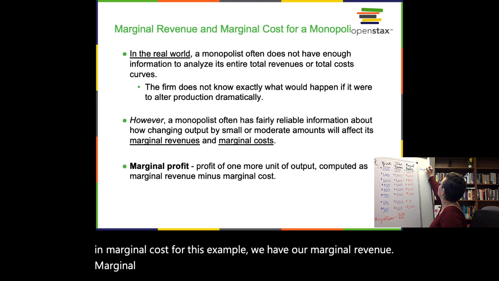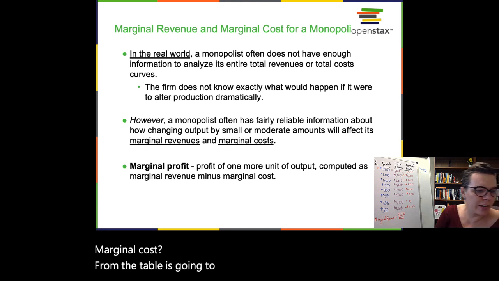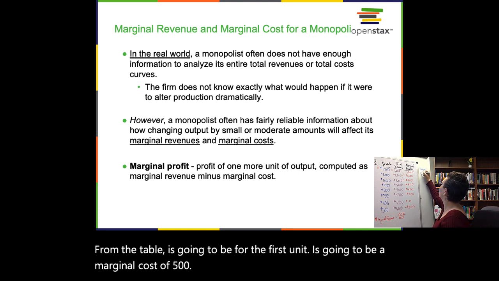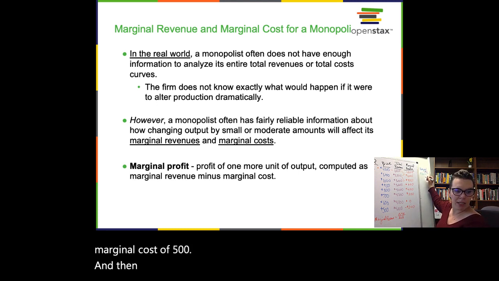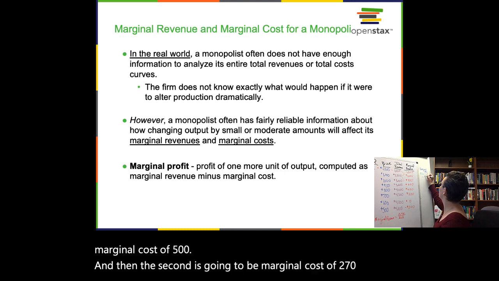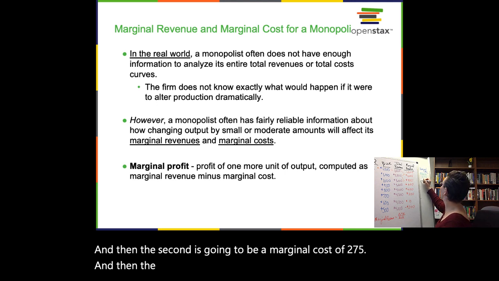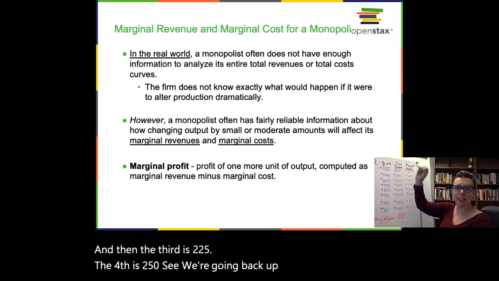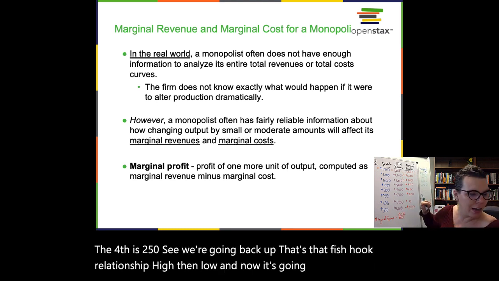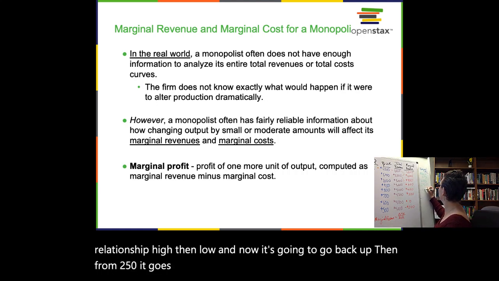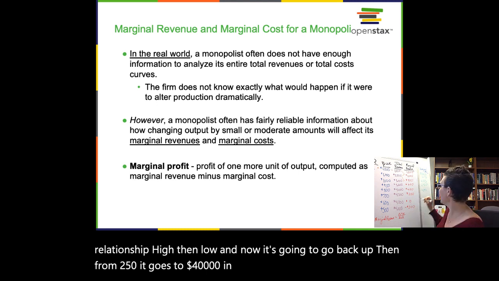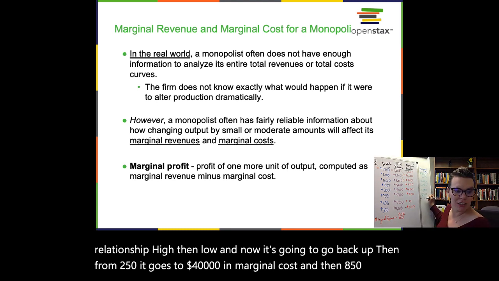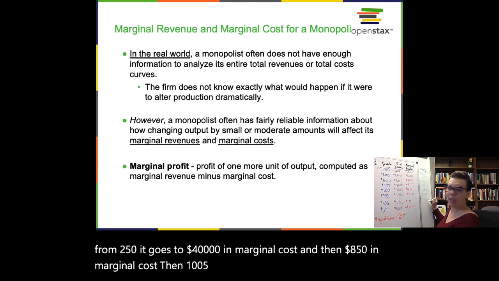Marginal cost from the table is going to be, for the first unit, a marginal cost of 500. And then the second is going to be a marginal cost of 275. And then the third is 225. The fourth is 250. See, we're going back up. That's that fishhook relationship, high, then low, and now it's going to go back up. Then from 250, it goes to $400 in marginal cost, and then $850 in marginal cost, then $1,500, and then $2,400.